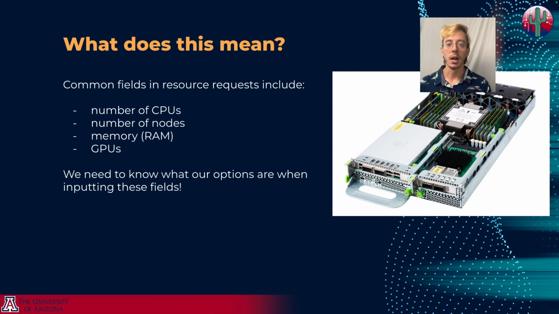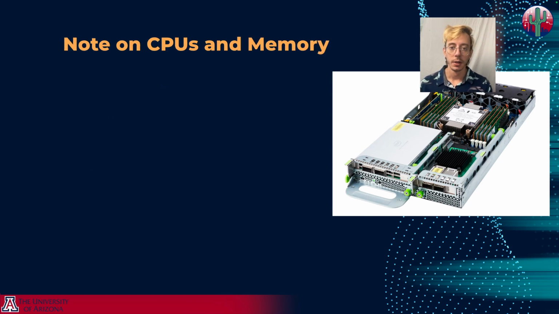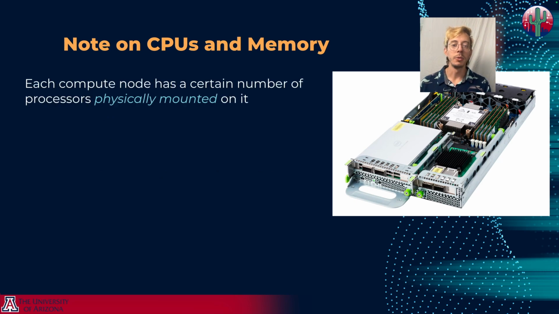Right. So as we discussed previously, these are the common fields in your resource request, and we need to know what our options are. So a quick note on CPUs and memory. This is an important aspect of resource requests that might go overlooked.